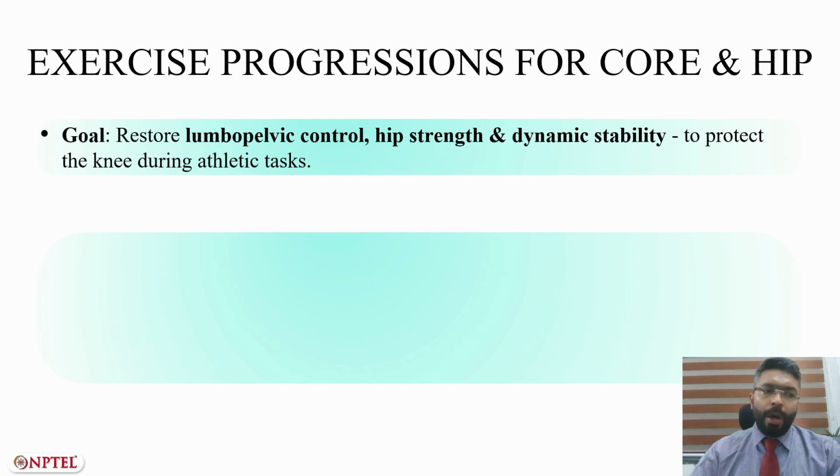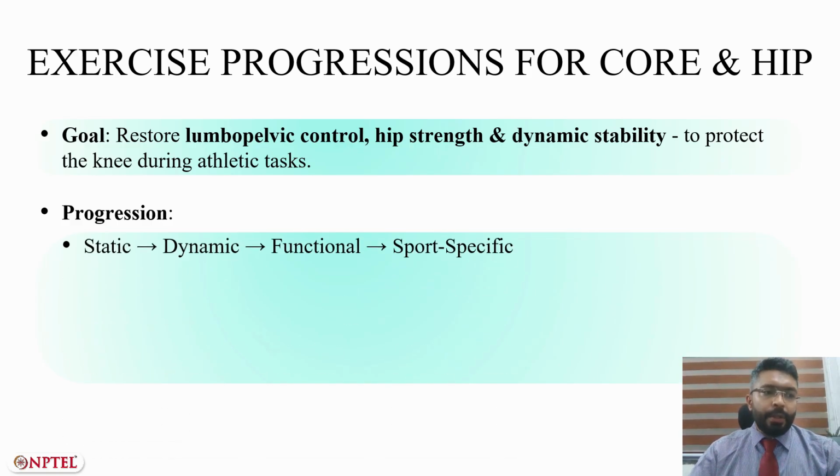Now coming to how to progress on exercises for core and hip stability. The goal here is to restore the lumbar spine and pelvic control, hip strength and stability to protect the knee during athletic tasks. Coming to the progression of the exercises, we should progress from static to dynamic to functional and sport specific activities.